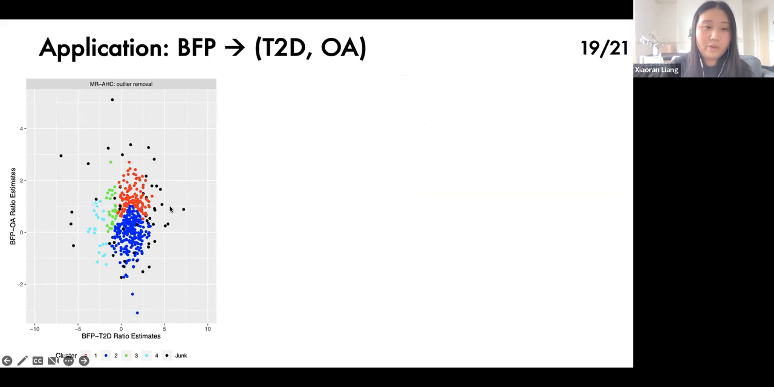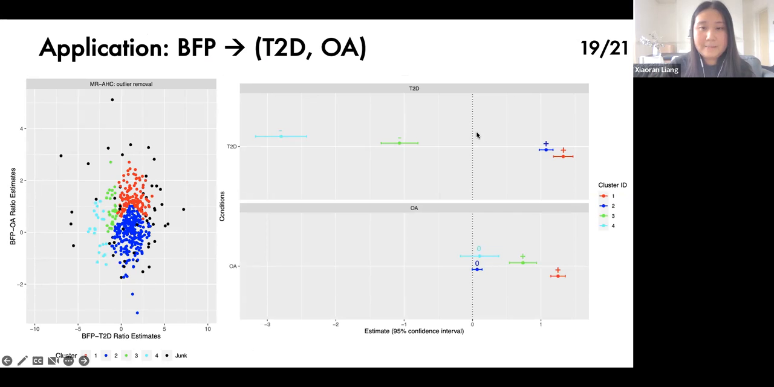Okay, so next we want to check the causal effects identified by each one of the clusters. In this figure, in the panel above, we have the point estimates and the confidence intervals for the causal effect on type 2 diabetes given by each one of the clusters. And in the panel below, we have the point estimates and the confidence intervals for the causal effect on osteoarthritis given by those 4 clusters. So we start with cluster 1 marked in red.